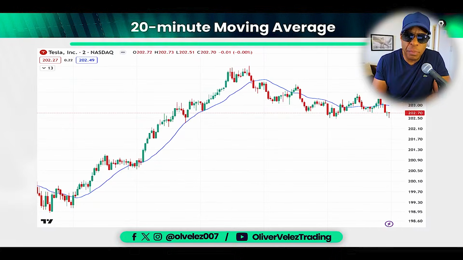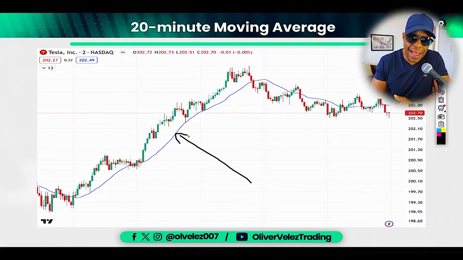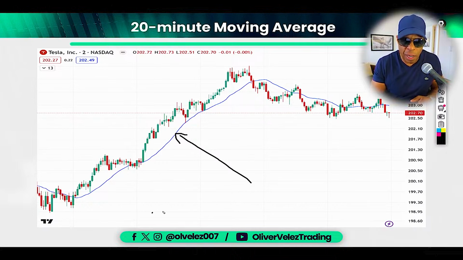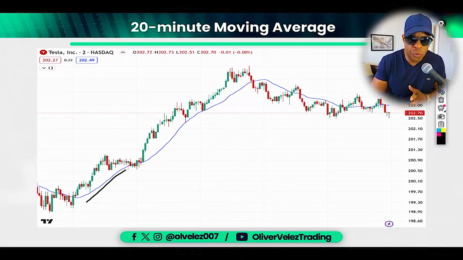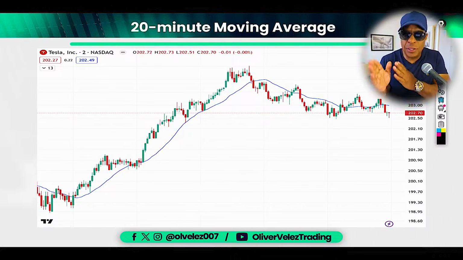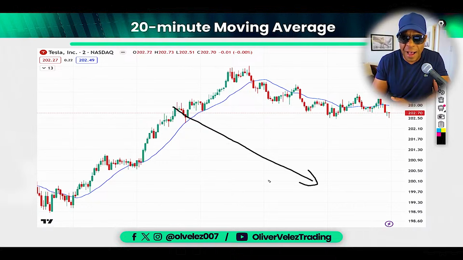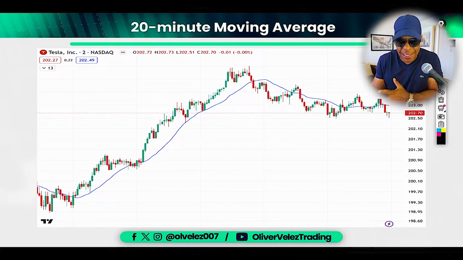So when the 20-period moving average is sloping to the upside at a 45-degree angle, which is what you see here in Tesla, the 20-period moving average is sloping upward, but it's not sloping upward mildly like that. It's sloping upward at this 45-ish degree angle. This is the most powerful trending 20-period moving average to the upside. Of course, it applies to the downside as well. If your 20-period moving average is declining in a 45-degree angle like manner, you've got the most powerful trend that can exist in the markets.